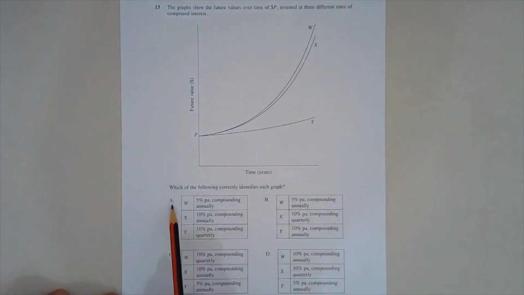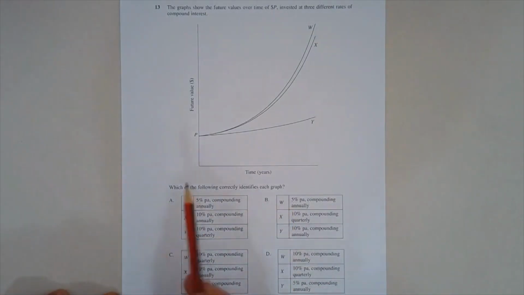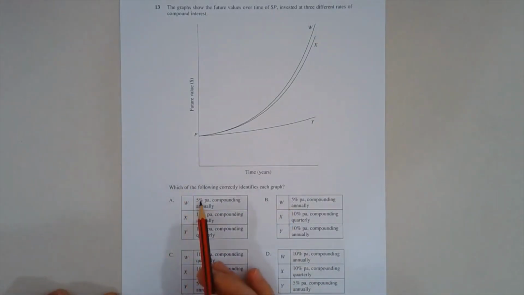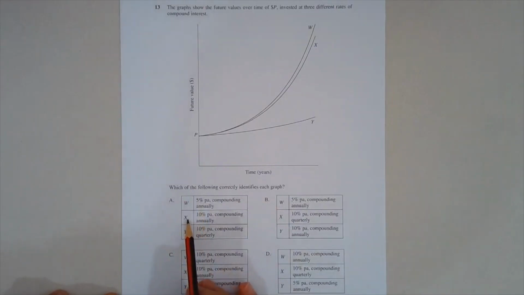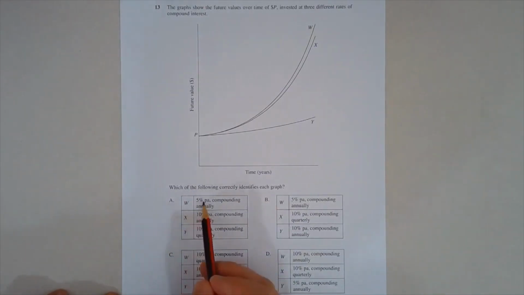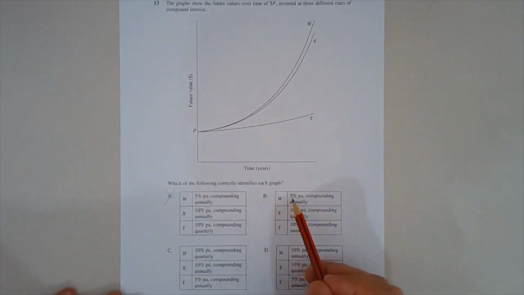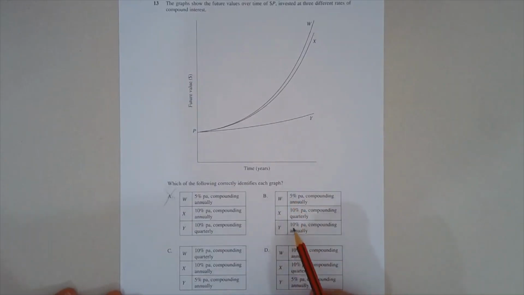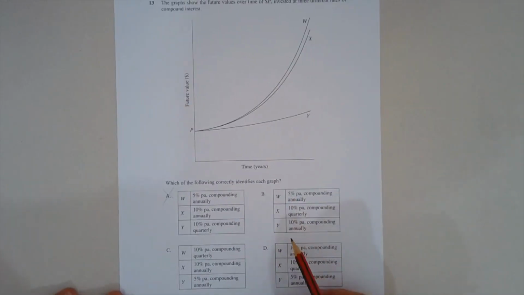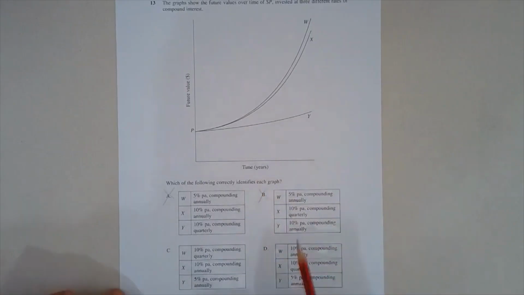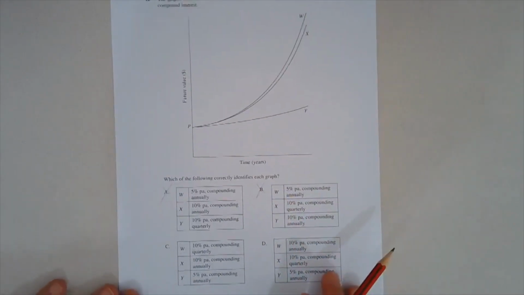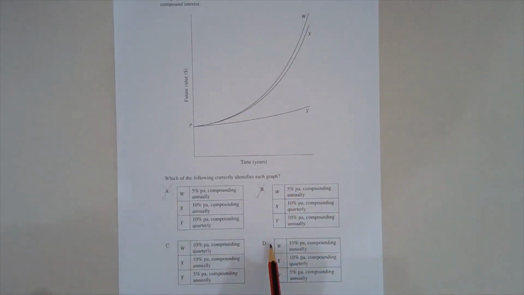Look at option A and option B. Option A shows W with 5% interest versus X at 10% interest and Y at 10% interest. W should be the highest, so it's not option A. Option B also shows W at 5% interest and Y at 10% interest, and that doesn't make sense. So it can't be option B. W should be the higher rate of interest. Option C and option D show the interest rates identical in fact. In fact, they almost look like the same option.